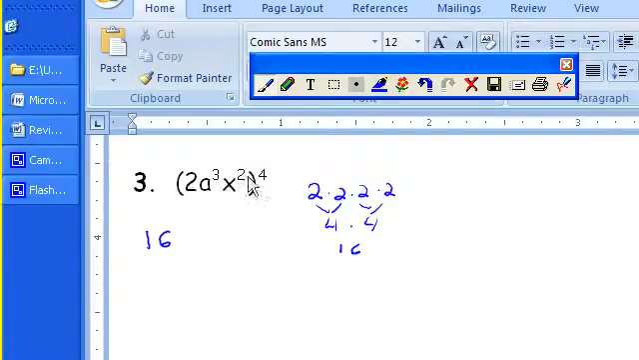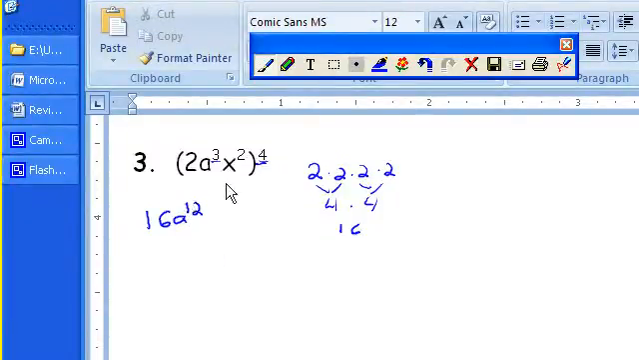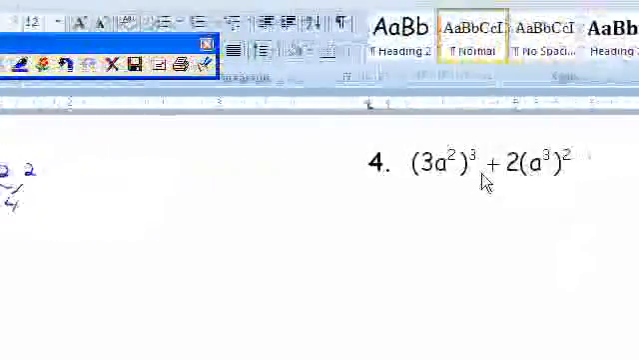A cubed to the 4th power is a to the 12th. We just called upon our power rule. A power to a power, you multiply them. You do not add them. Let's look at our x squared. X squared to the 4th is x to the 8th. Let's look at number 4.